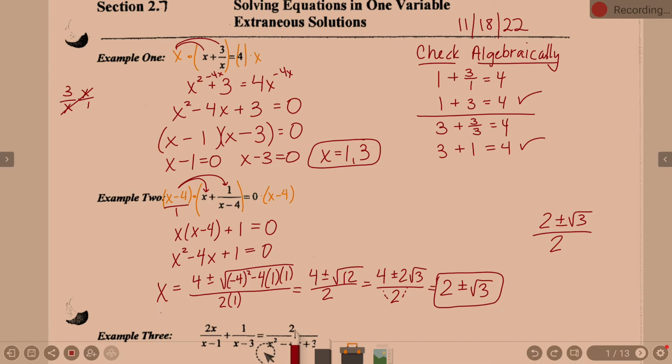So can you cancel the 2's though? Nope. The only option I could say is 1 plus or minus square root of 3 over 2, because the 2 is still with the square root of 3. So that's what we did with the 4 and the 2. Okay.